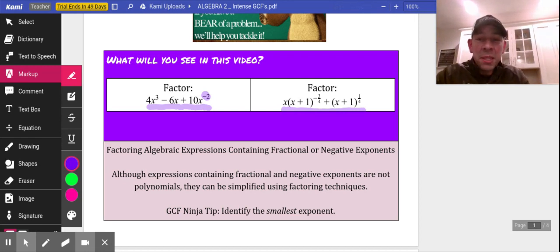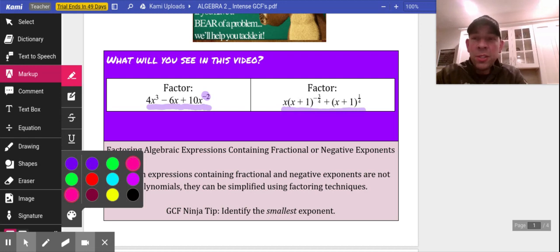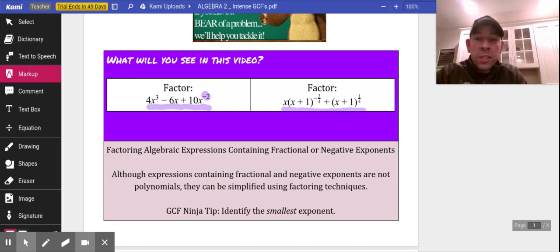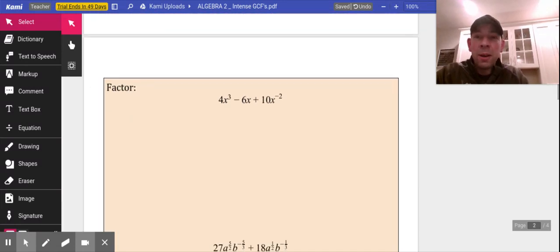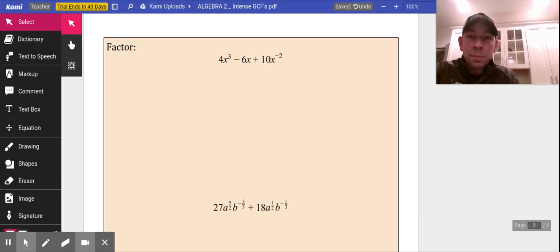So we've talked about these couple of bullets. And I think what I want to highlight is what I call my GCF Ninja Tip. We're just going to continually focus on identifying the smallest exponent. If you can see the smallest exponent, you're already there. You're already on your way to discovering the GCF. So we don't have a lot of small talk here tonight. We're just going to dive right in.